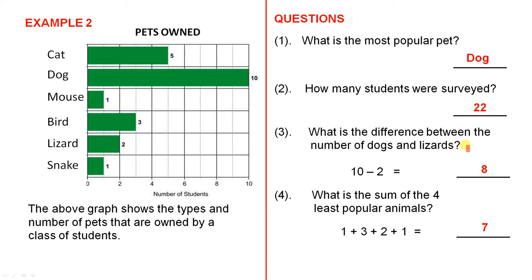What is the difference between the number of dogs and lizards? Dogs was 10, lizards was 2. Difference means subtraction, so 10 minus 2 is 8. And what is the sum of the 4 least popular animals? So they're the animals with the shortest columns. Okay, and the sum means addition, so you add the 4 numbers and that gives you 7.